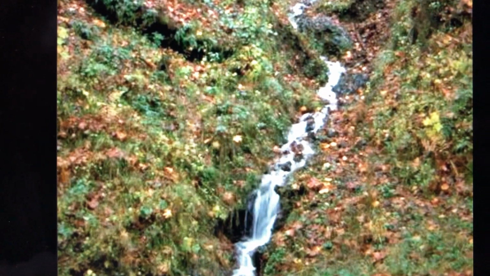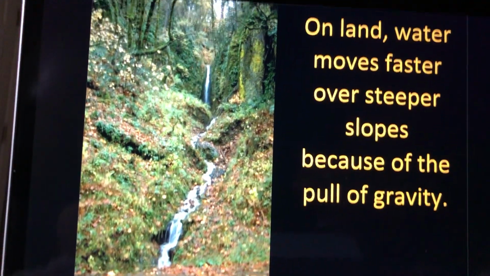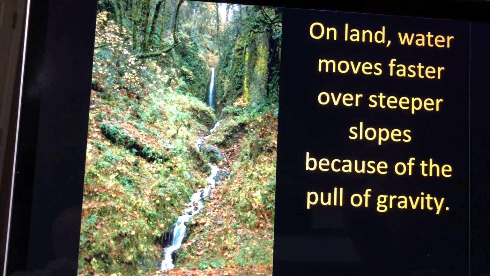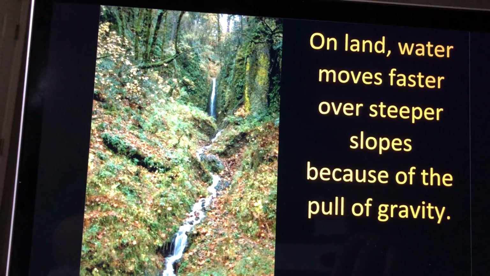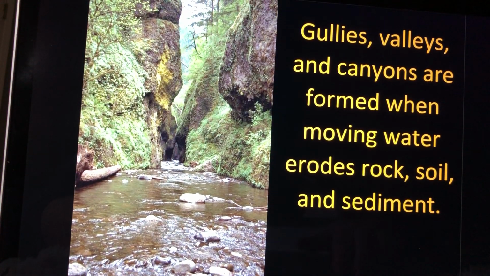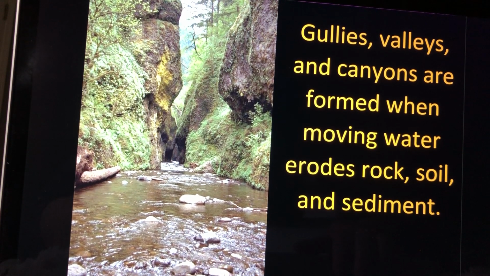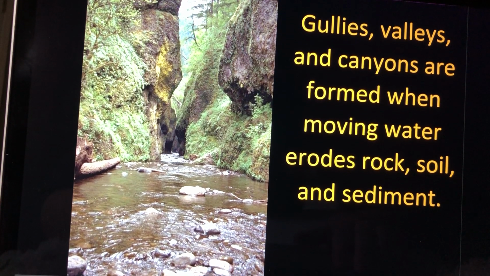So you've seen water, we give it the verb trickle. It can trickle, meaning it's moving slowly. So that has to do with steep versus not so steep. Gullies, valleys, and canyons are formed when moving water erodes rock, soil, and sediment.